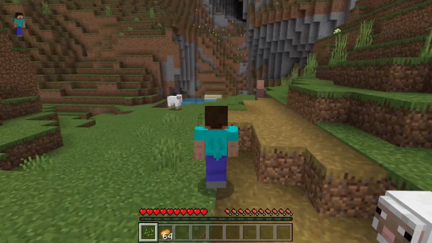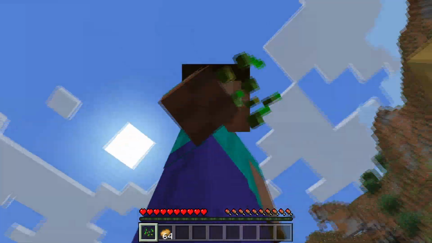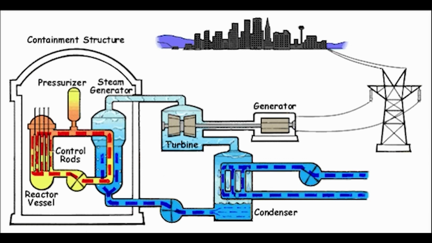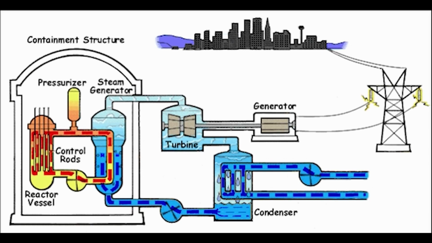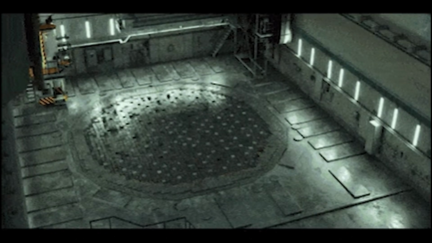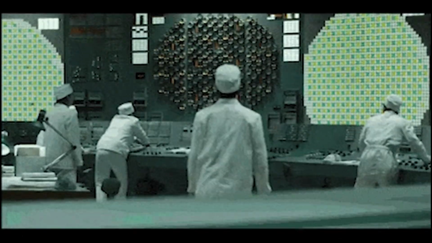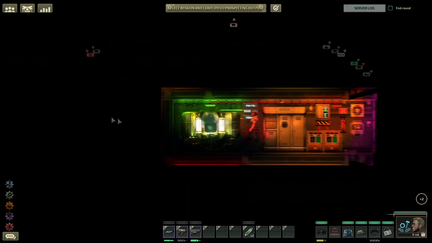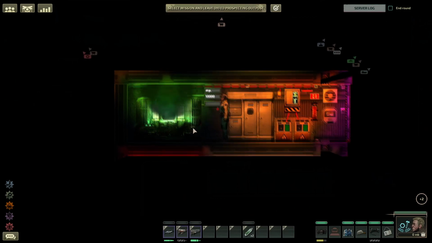When I say reactor, what is it that comes into your mind? Is it something like this? Perhaps maybe something like this? Or even something like this? Well, if so, then congrats, you are correct.